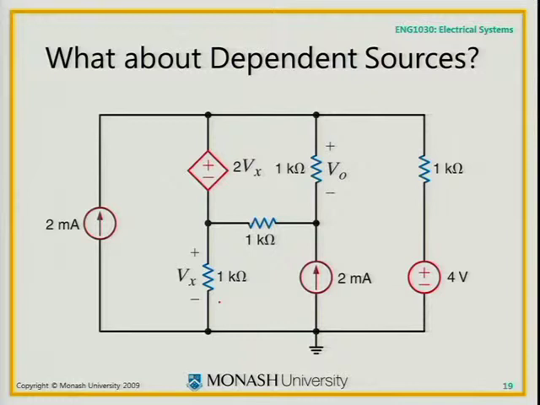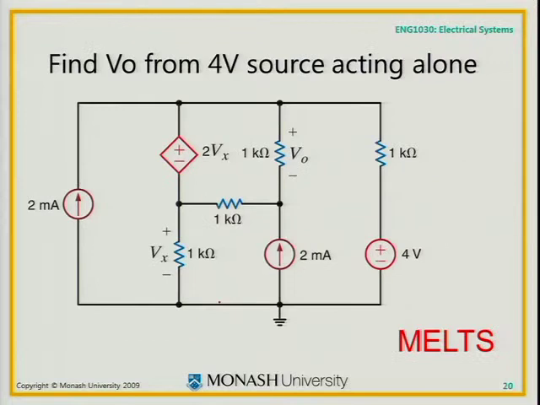All right. Here's one with 4 sources: 3 independent and 1 dependent. So your next question is to find V0 from the 4-volt source acting alone. Find V0, if we can isolate where V0 is, this thing here. So this is what we want to find from the 4-volt source, this one here, acting alone. So start having a think about that.